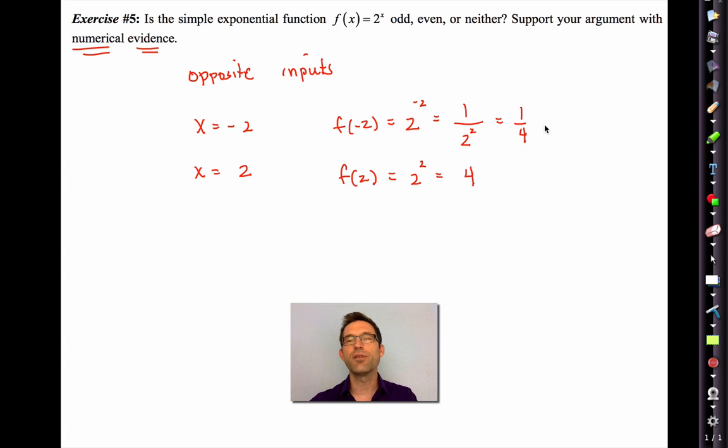Now, if this is an even function, these two should be the same. If it's an odd function, these two should be opposites in terms of negative and positive. But these are neither the same nor opposites, so that proves to us that it is neither even nor odd. All right? Pause the video, think about what we just did, and then we'll wrap up this lesson.